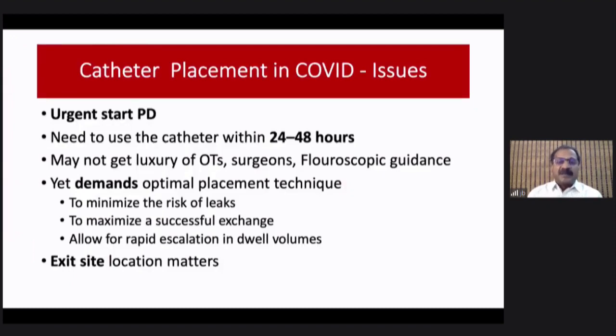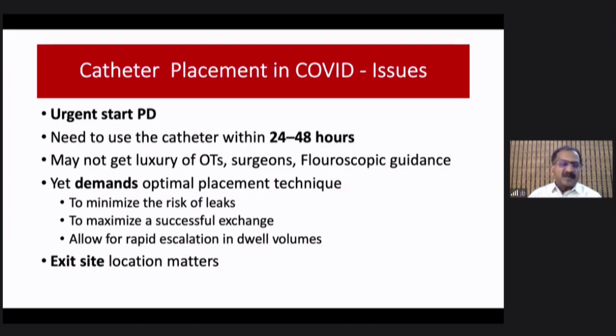And one important point, how it differs from a regular catheter placement, is that this has to be an urgent start PD, and one has to start within 24 to 48 hours. So it will not be a regular PD initiation where you allow time to teach the patient and allow the catheter to be placed and fixed, leak free for a week or 2 weeks, then start. That can't be done here. So it has to be an urgent start.